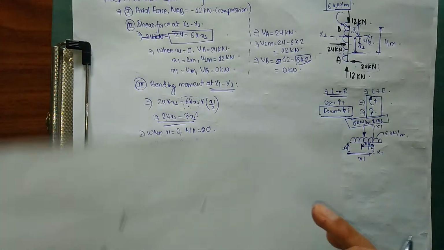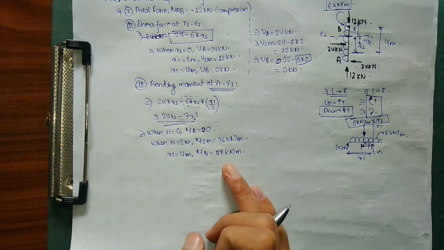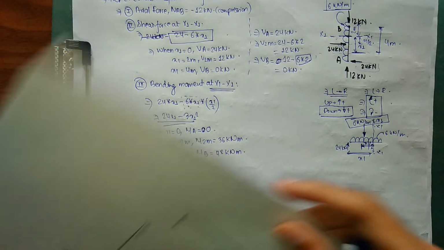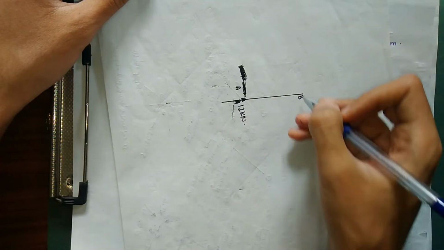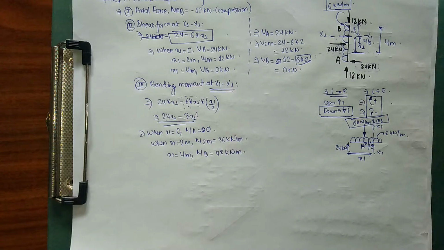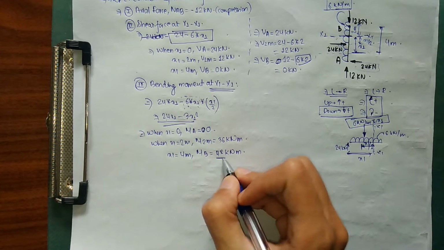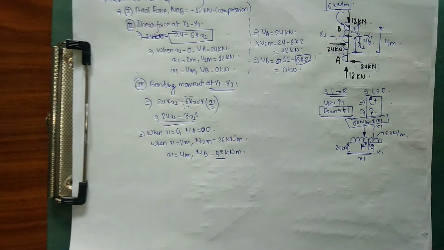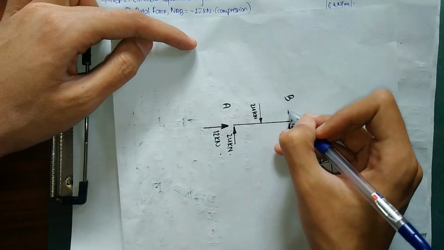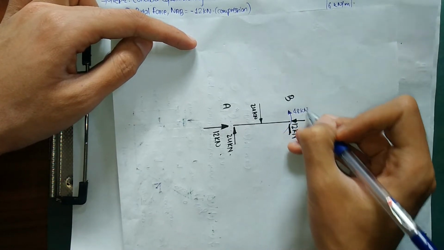So right now I got my moment about B as 48 kilonewton per meter, and this is my positive moment, which is my positive or clockwise moment. So about B, I need to show 48 kilonewton meter. Now we have calculated our moment about B as 48 kilonewton per meter, and I need to show it over my AV, and I need to show my 14 kilonewton per meter.